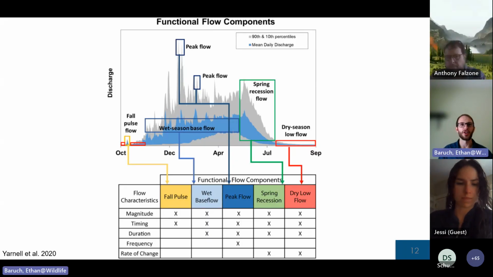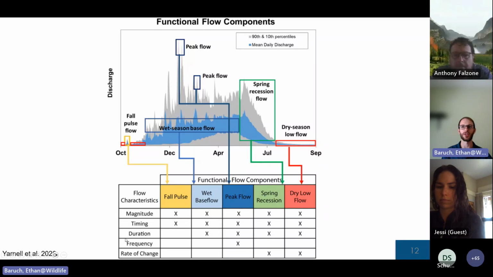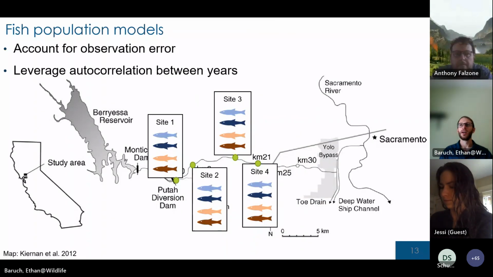Probably everyone has seen this figure quite a few times before, but as a reminder, CEP has these 5 functional flow components that describe components of the flow regime that are known to support biological and physical processes that sustain healthy ecosystem function. And each flow component can be measured by these flow metrics, which quantify the magnitude, timing, duration, frequency, and rate of change of stream flow in each of these components. So what we want to do here is, again, look at variation in the fish community over time.